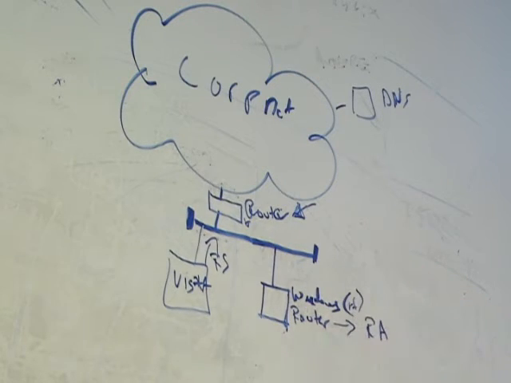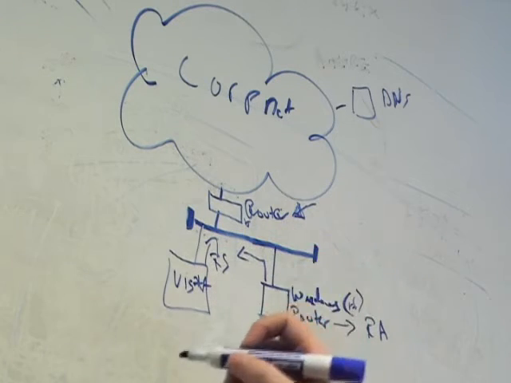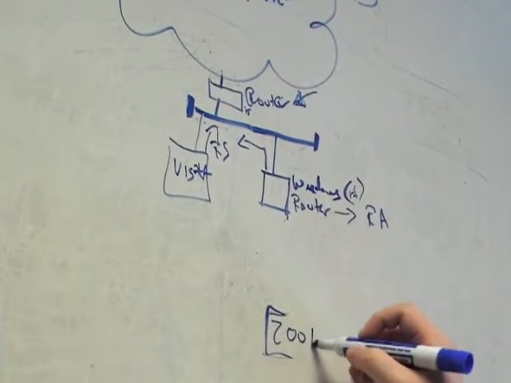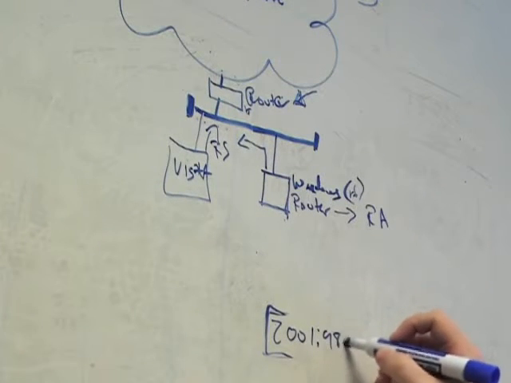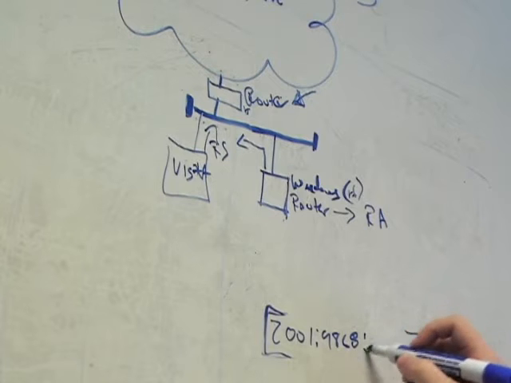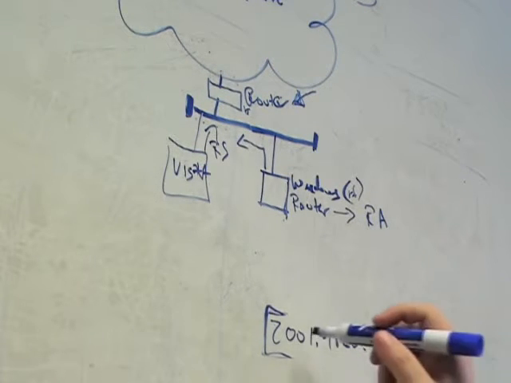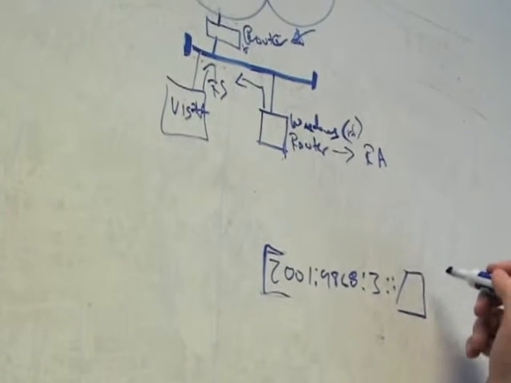And when you configure this one, he will start replying to everybody saying, this is the routes I'm advertising, here's the address for your configuration. So at that point, this guy knows what his prefix will be. Let's say, 2001:98:68:3::/64.